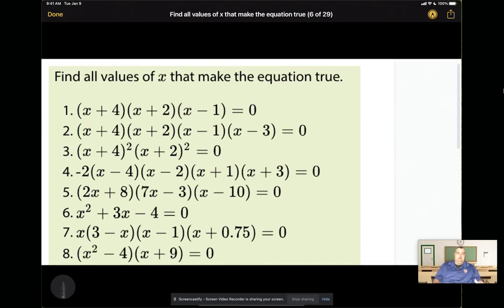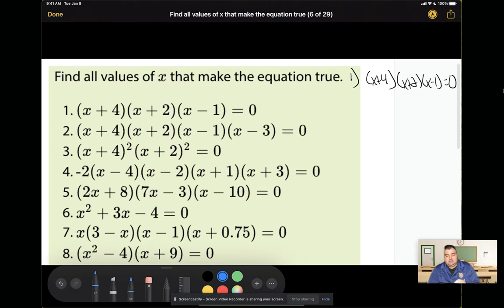So I have 8 quick examples that I'm going to do here. For number 1, notice I have 3 factors. I have x plus 4, x plus 2, and x minus 1. And if I have 3 factors, that means I'm going to have 3 x-intercepts. So again, the way I'm going to solve it is I'm going to take each factor and set them equal to 0 and solve for x.